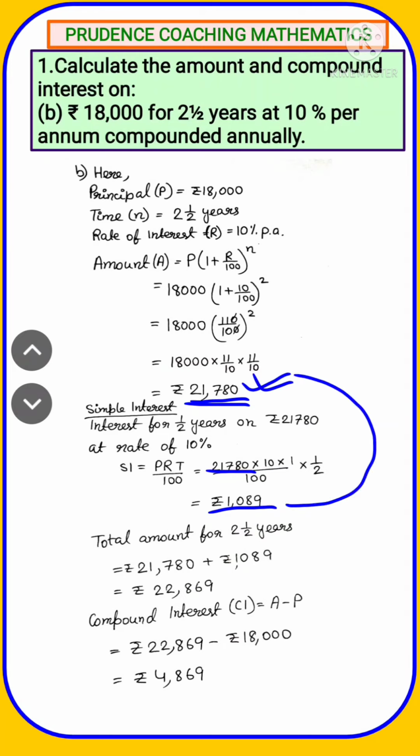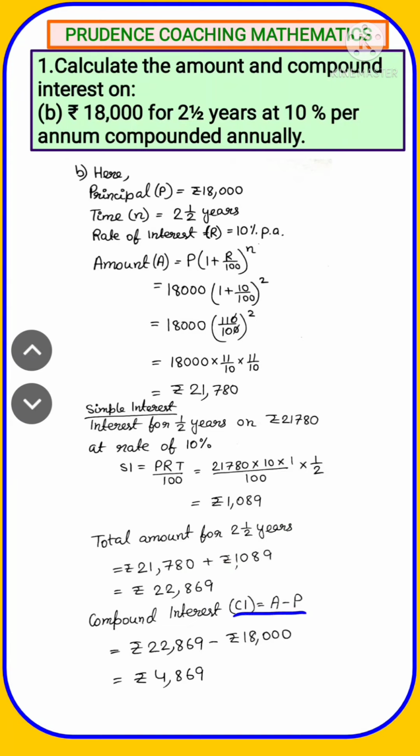So now let's calculate the amount after 2.5 years. So here the amount till 2 years was this one, and again our interest has been earned, so we need to add both of these and get the total amount. So we have got our total amount to be 22,869 rupees.